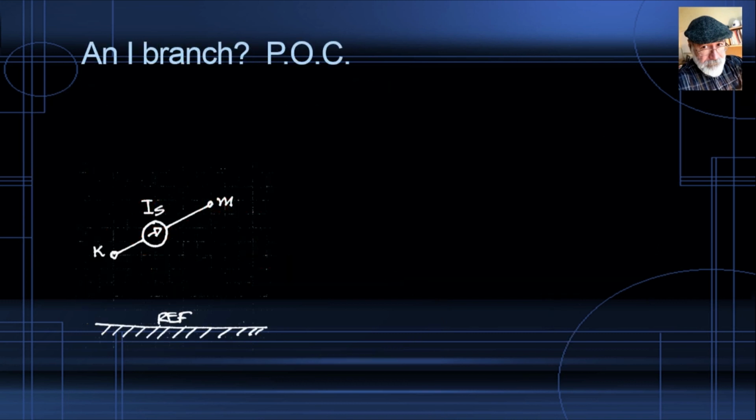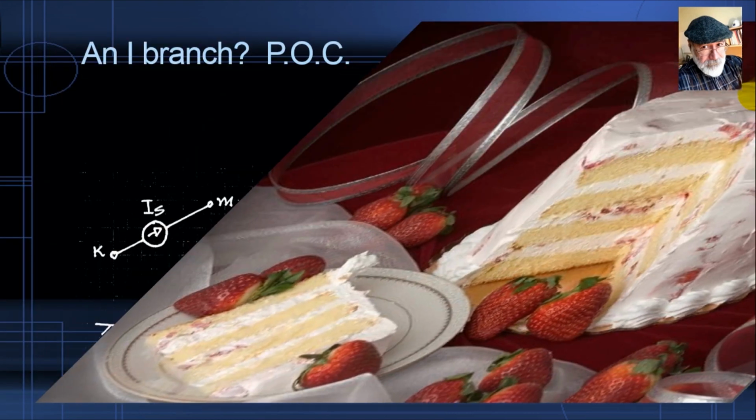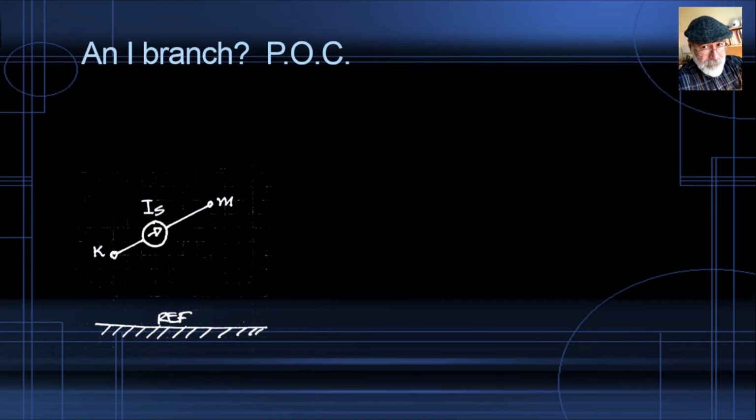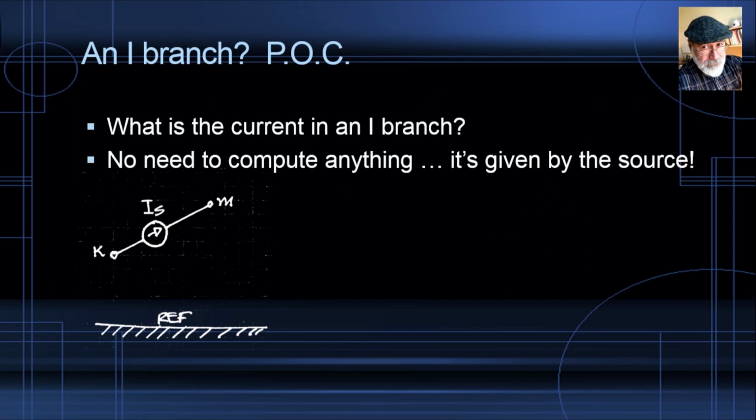Another branch, the I branch, POC. Guess what I mean by POC? You got it? Piece of cake. Why piece of cake? Because in a branch like this, we don't need to compute anything. Nothing. The current in the branch is given by the source. That current is just the value of the source. And the subscripts are missing. There should be I sub KM equals Is.